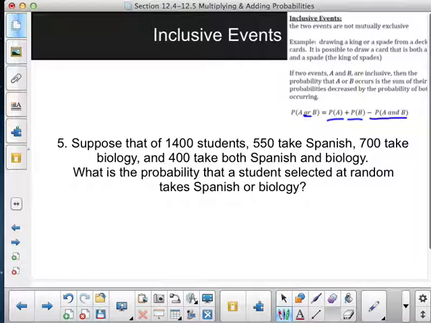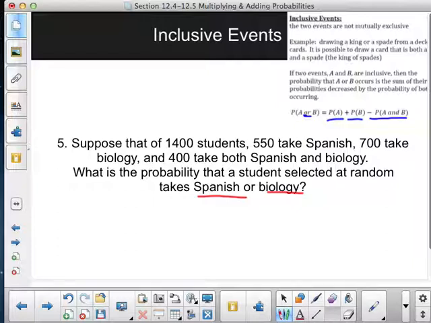Example 5. Suppose that of 1,400 students, 550 take Spanish, 700 take biology, and 400 take both Spanish and biology. What is the probability that a student selected at random takes Spanish or biology? It's not asking for both, so Spanish or biology.